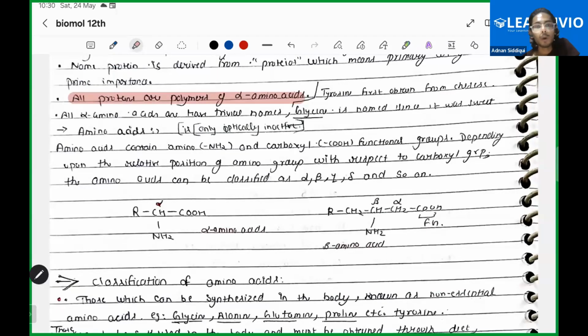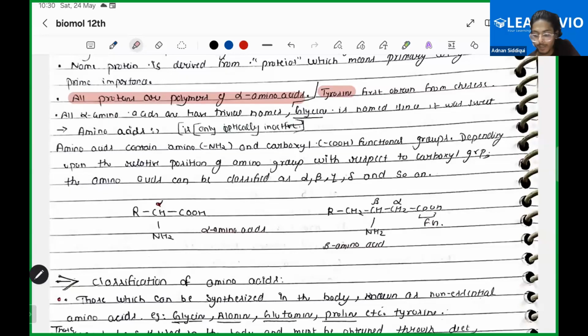Now, this point is very important. All proteins are polymers of alpha amino acids. We have different types of amino acids, but the protein is only formed by the linkage or connection of alpha amino acids, right? If you have beta amino acids or gamma amino acids, you won't be able to form a protein. The protein is formed only by alpha amino acids, right? Sir.